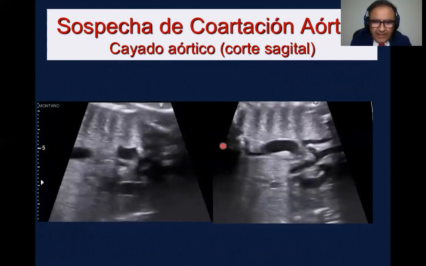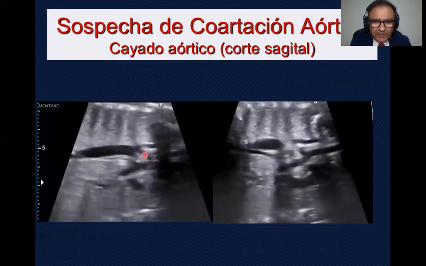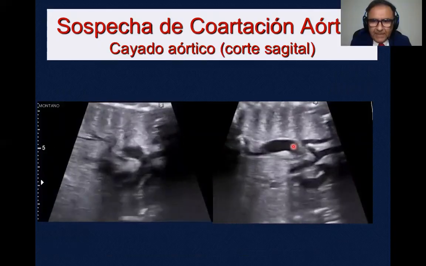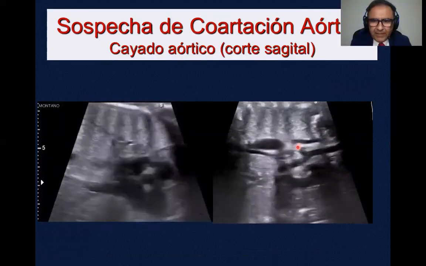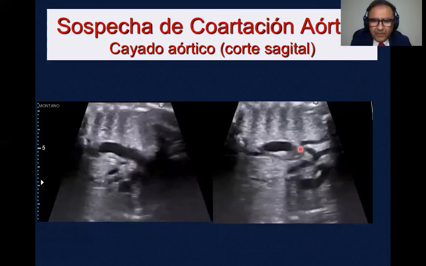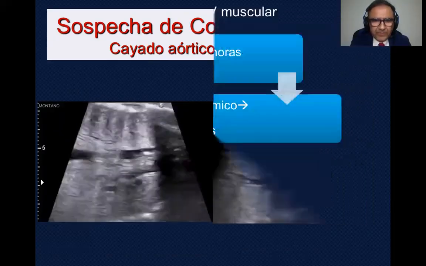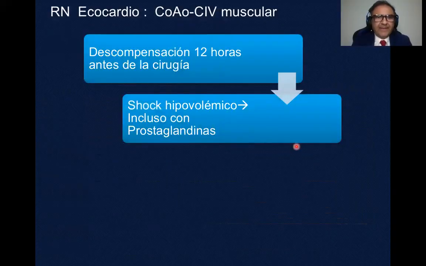Here you can see a narrow aortic isthmus on the sagittal view. Please note here that after the left subclavian artery, the isthmus is very narrow. This patient is born, and it is confirmed that they have aortic coarctation with a muscular VSD.